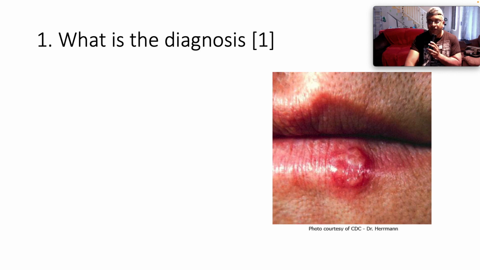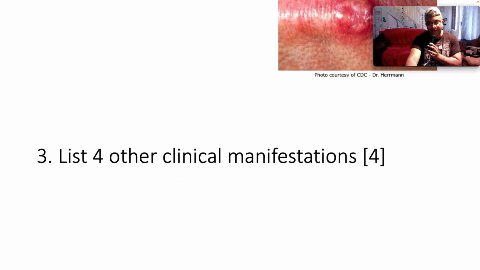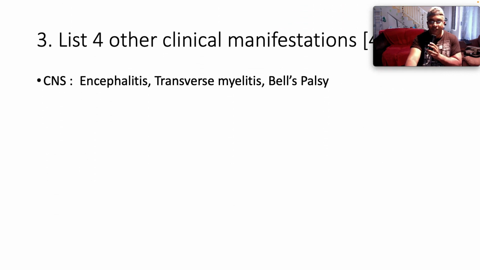So you've described this is a vesicle, right? It's a painful vesicle on the lower lip. So the diagnosis is herpes labialis. Now what causes this is the infamous herpes simplex virus type 1. Type 2 will cause genital herpes, okay? What are the clinical manifestations one might expect?